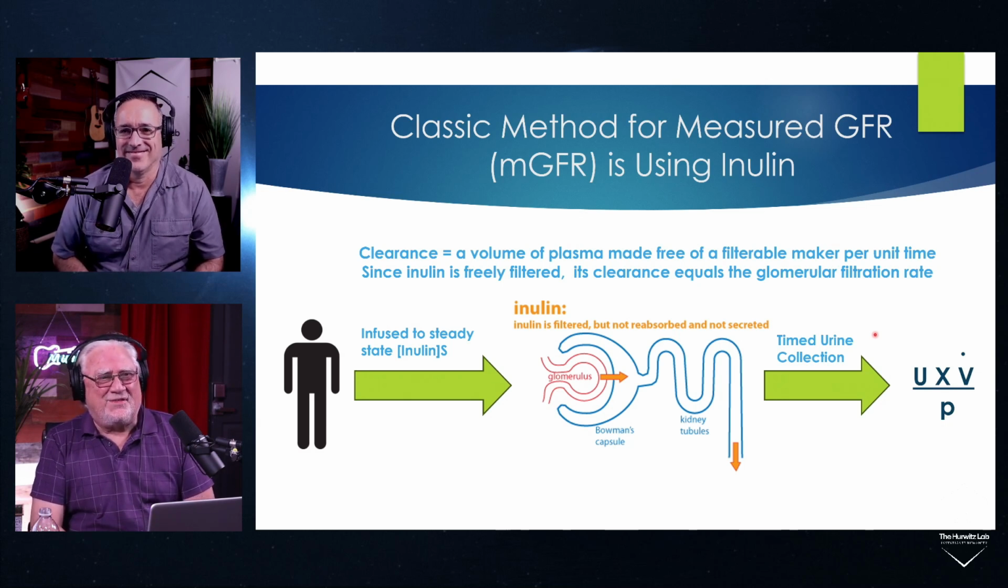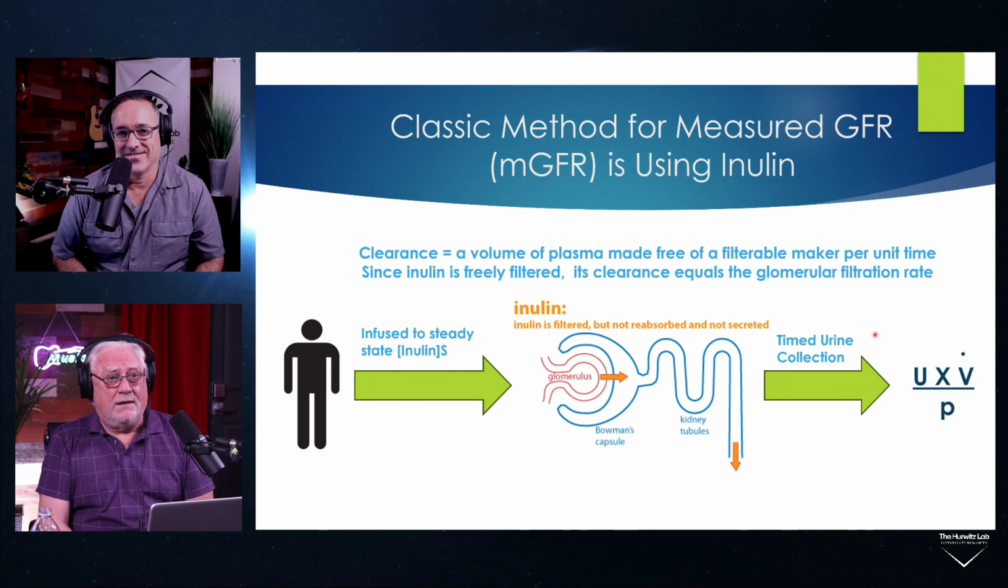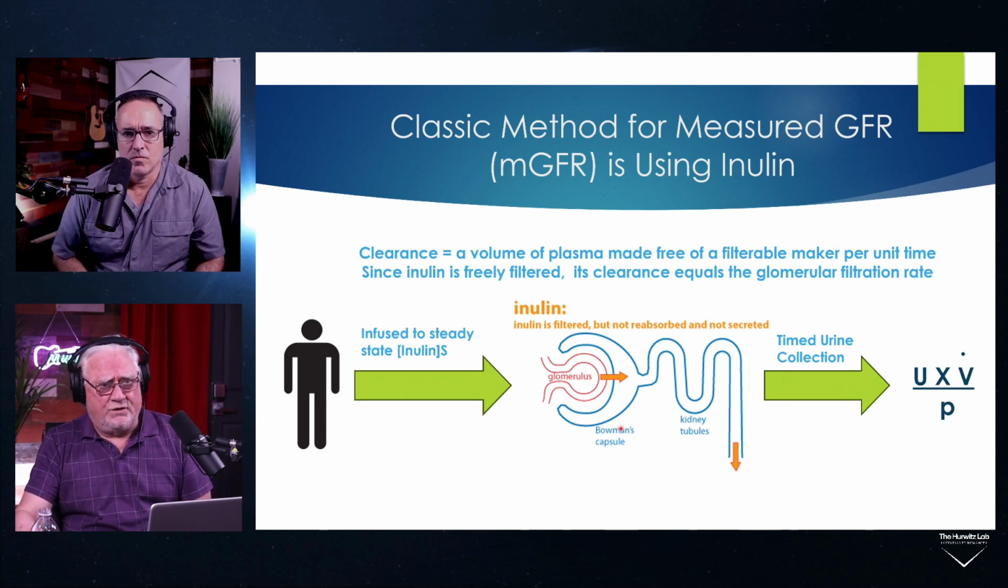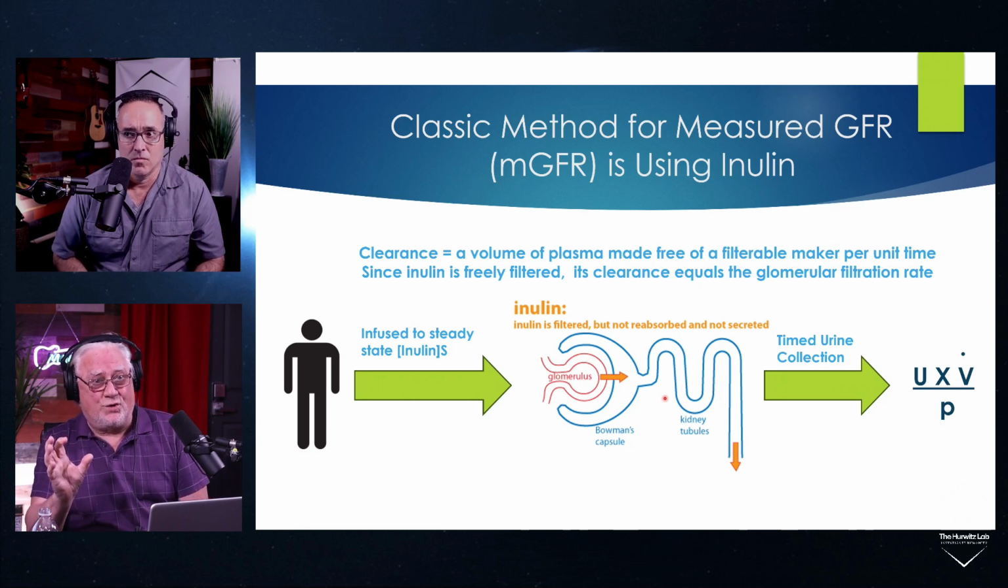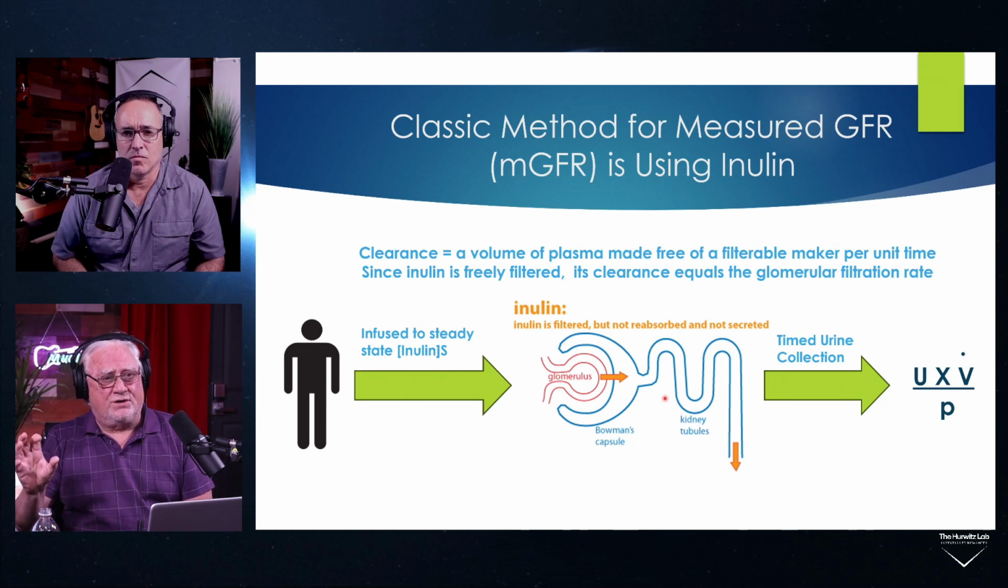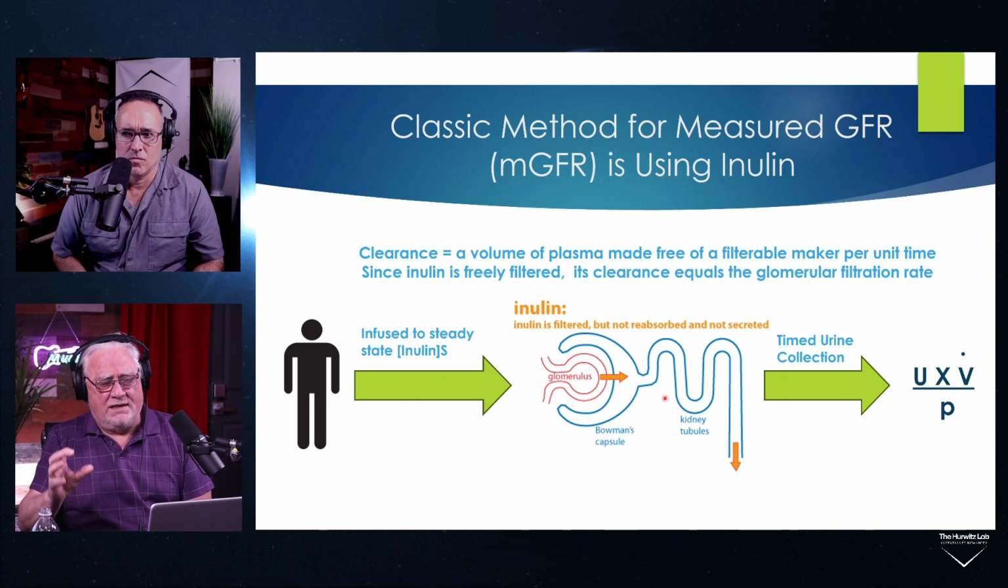So we mentioned the inulin clearance, and again, this is the classic original, I think, method of measuring the GFR. And what you do is you infuse inulin until you have a constant plasma concentration of inulin, so that your infusion rate has come into equilibrium with your filtration rate. So you're staying at a constant plasma level. You do a timed urine collection, and that's what's going to give you the rate, because you measure the amount of inulin that's appeared in the urine in a given period of time.